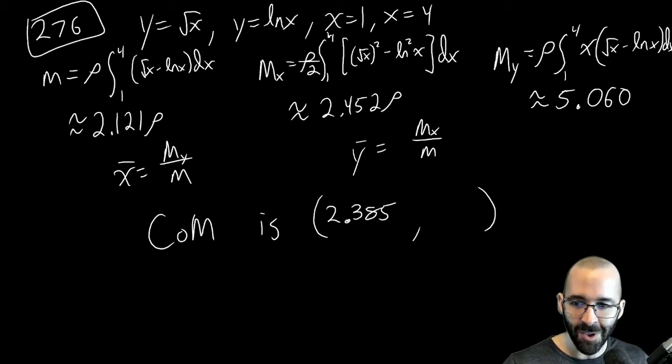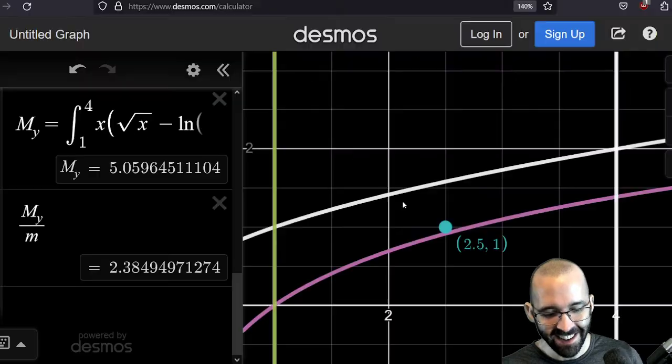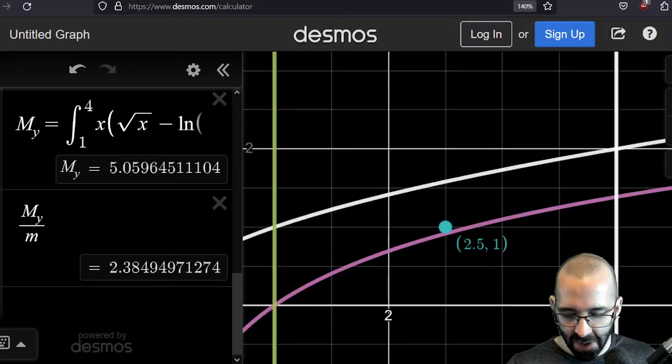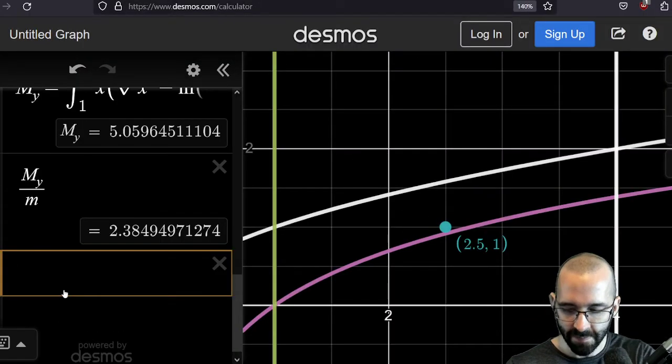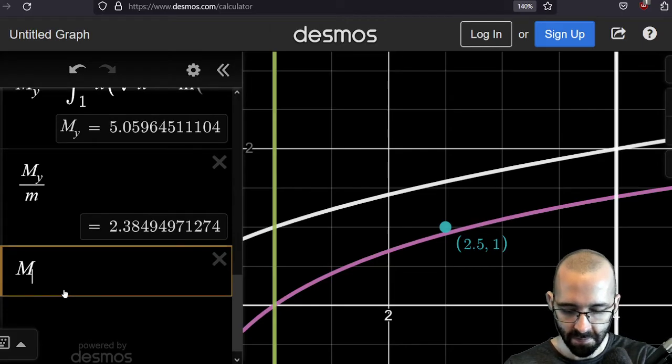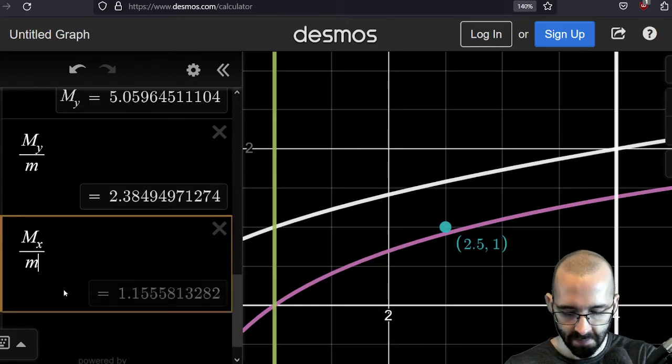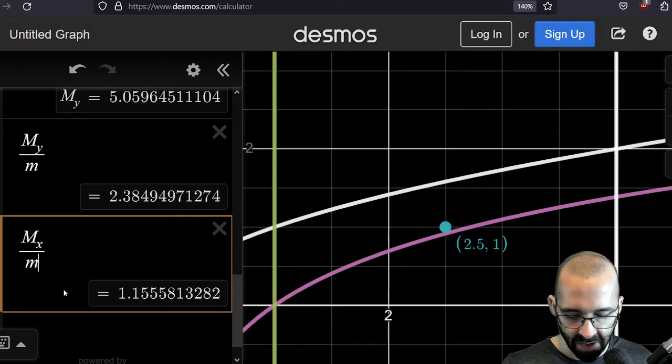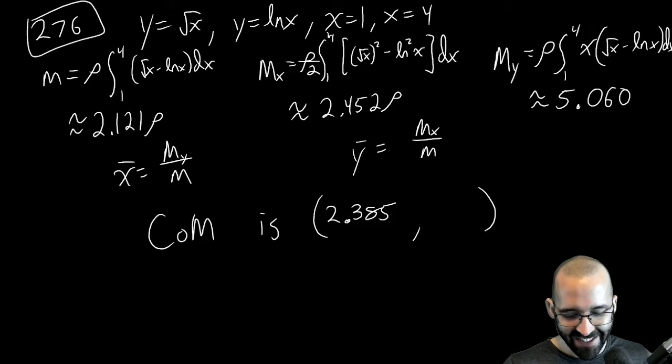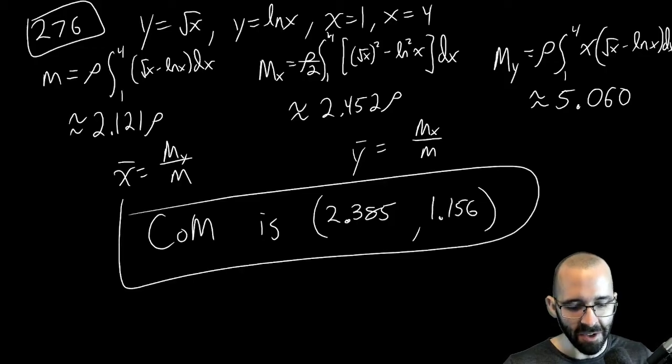Nice guess, Jason. Woo! What's the center of mass with respect to the y coordinate? It's about, oh, pretty close. 1.156. Beautiful.